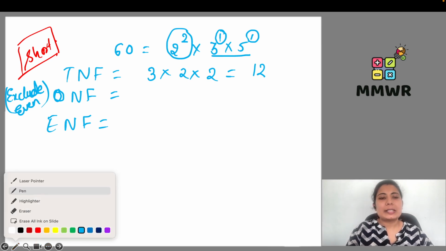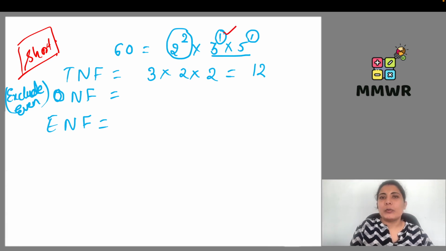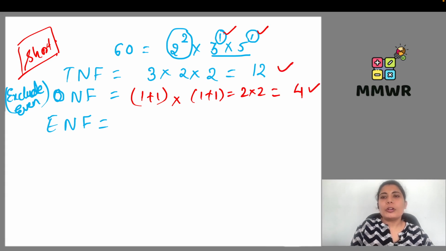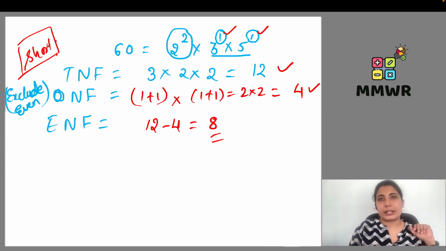What we will be doing, we'll take the successor of the powers. 1 plus 1 gives me 2. Here also 1 plus 1 gives me 2. So 2 multiply 2 will be 4. Out of 12, 4 of them are odd. Out of 12, 4 are odd. So even will be only 8. 8 of them will be even number of factors.